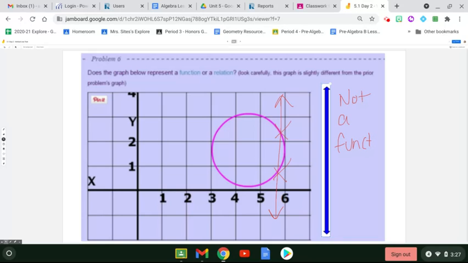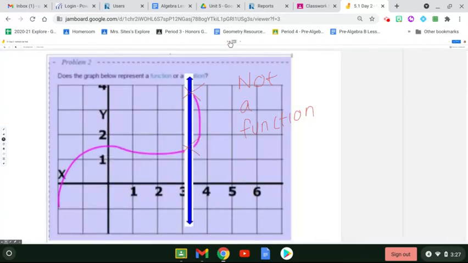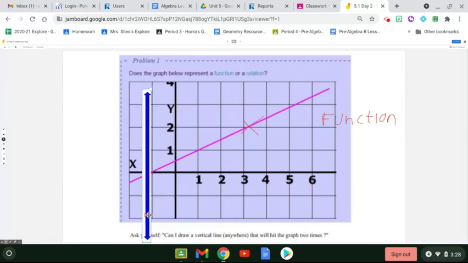To sum everything up for today, if you have a graph, the vertical line is a nice tool to help you determine if you have a function or not. Let me show you a problem that was a function. Look at this one. This one was considered a function because no matter where I would drag this vertical line, it would only hit in one place throughout the whole graph. So since it only hit in one location, this was considered a function.